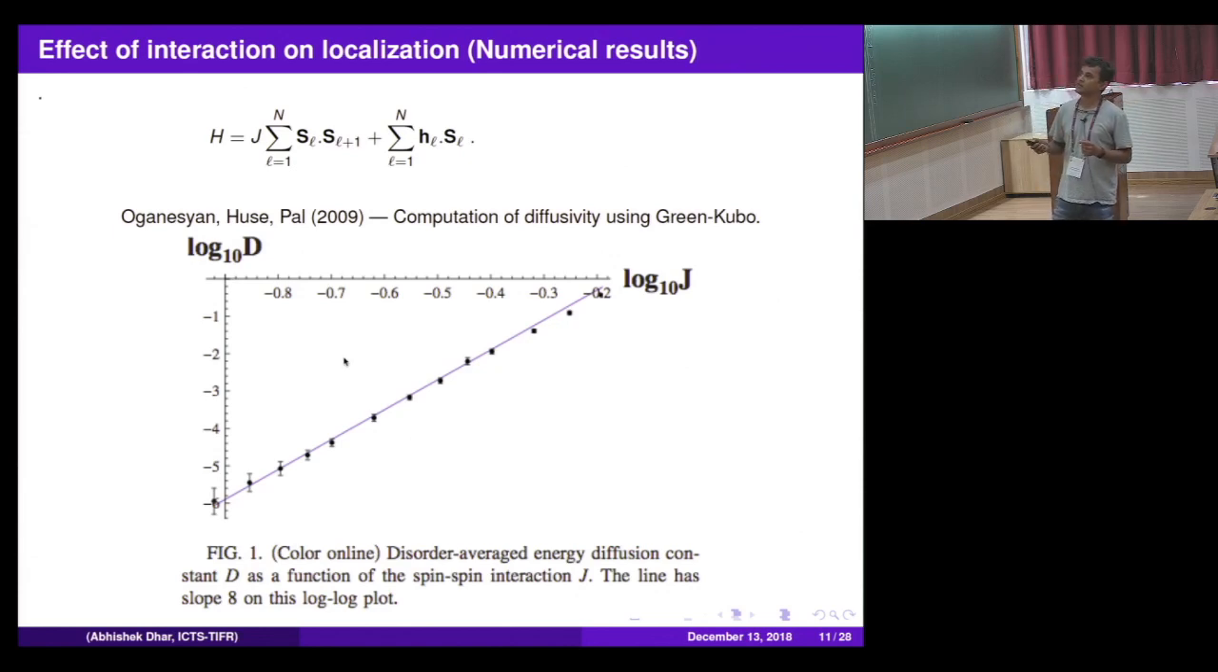Then again, they asked the question: how does the conductivity change with interactions? And here they found a power of 8. So there's a strong indication of a very slow growth at low temperatures. This would correspond to a T to the power 8 dependence on temperature.